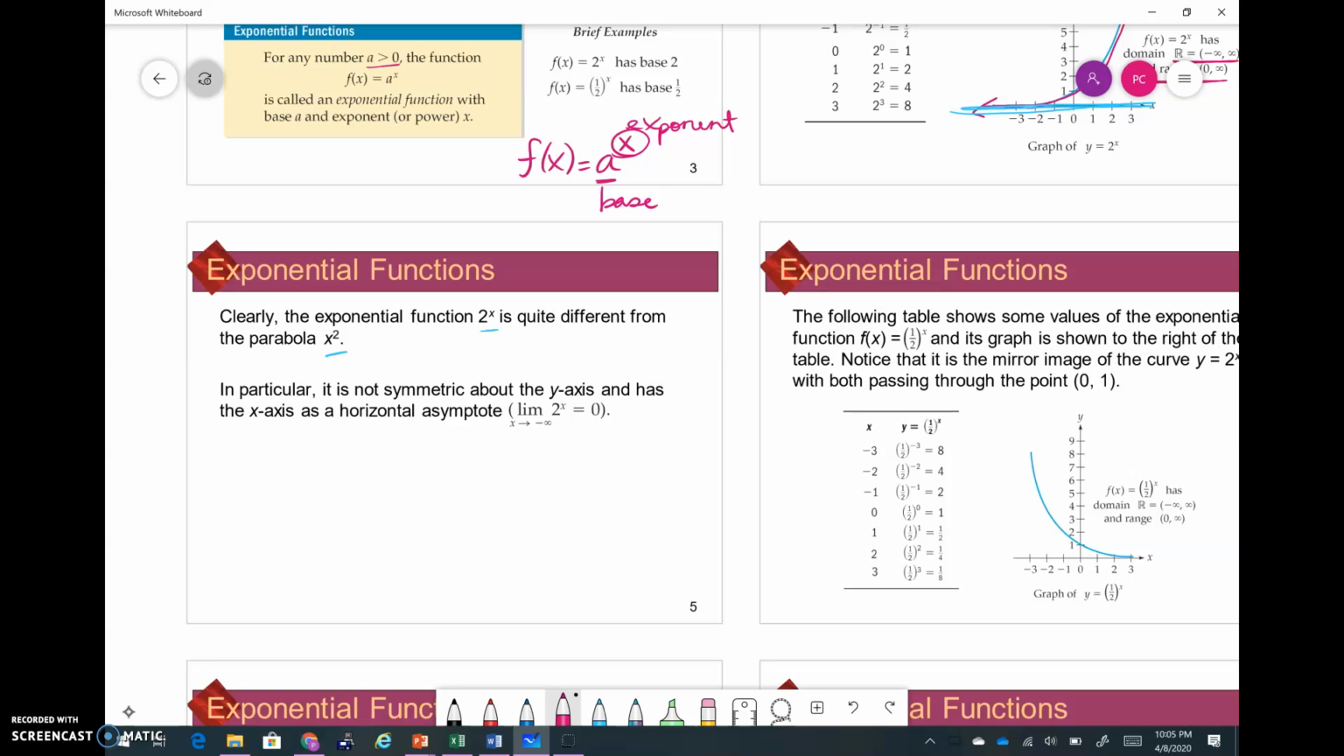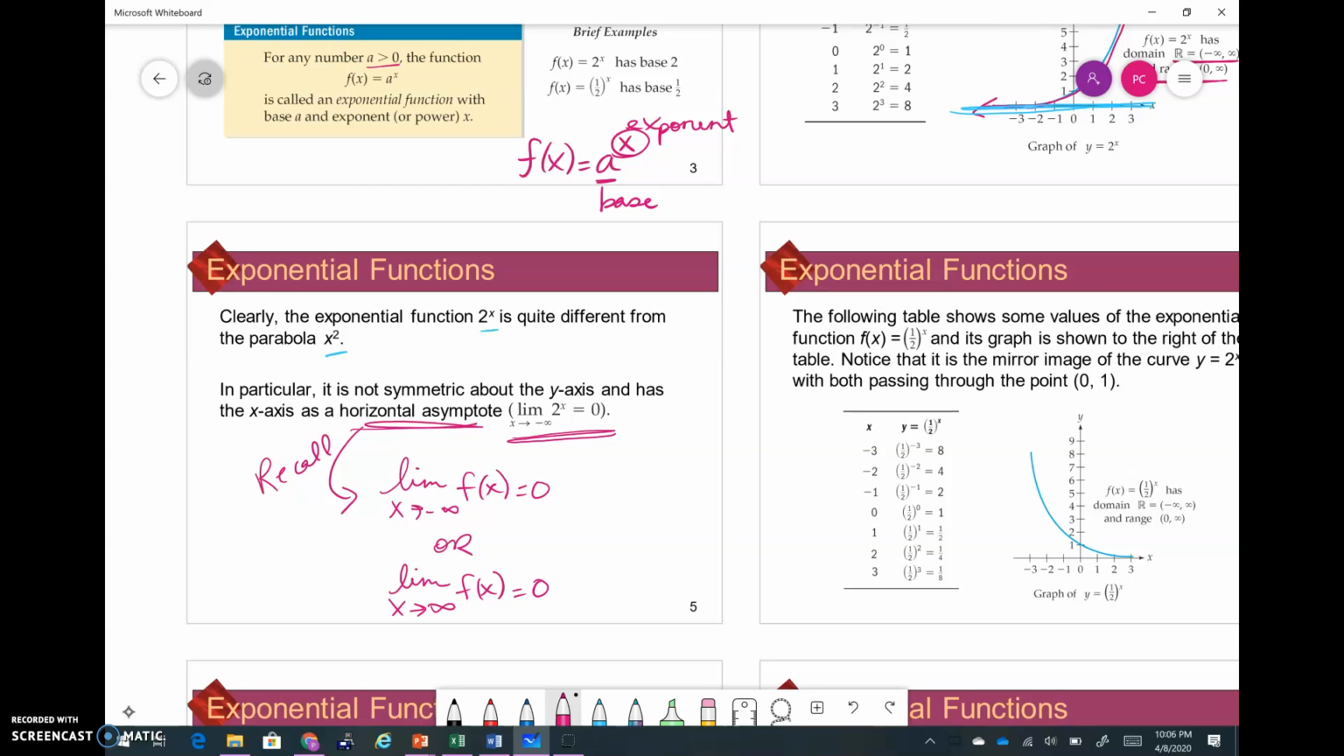In particular, it is not symmetric about the y-axis and has the x-axis as a horizontal asymptote, meaning that the limit as x approaches negative infinity of 2 to the x is equal to 0. Remember, that's what our horizontal asymptote means: the limit as x approaches negative infinity or positive infinity of the function goes to 0. That's the definition of a horizontal asymptote.